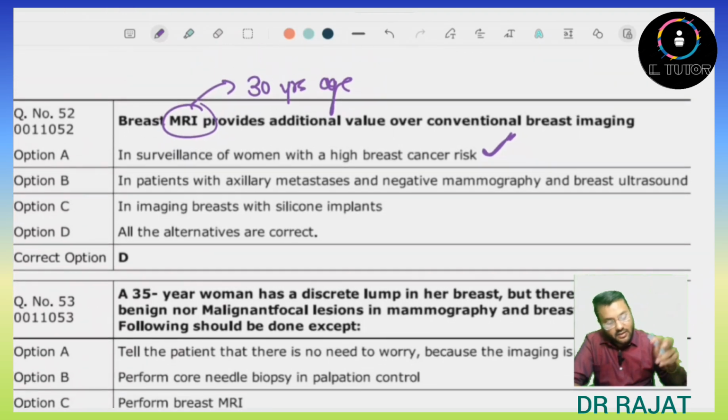In a patient with axillary metastasis and negative mammography and breast ultrasound, in this also MRI provides additional benefit. So when mammography is negative, then we can do MRI for finding the cancer. This is also true. In imaging breasts with silicone implants, the investigation of choice is MRI only. So this is also true. So the answer here will be all the alternatives are correct. Option D is correct.